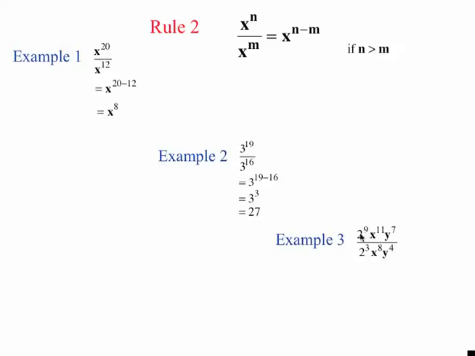Okay, so we have 2 to the 9 divided by 2 to the 3, so it's 2 to the 9 minus 3, just like that. And 11 is bigger than 8, so the answer goes to where the 11 is, which is on the top in the numerator. So we have x to the 11 take away 8. And here the 7 is bigger than the 4, so we're going to get y to the 7 take away 4. Which is going to give us 2 to the 6, 11 take away 8 is 3, and 7 take away 4 is 3. So we have 2 to the 6, x to the 3 times y to the 3. And that's it for example 3.